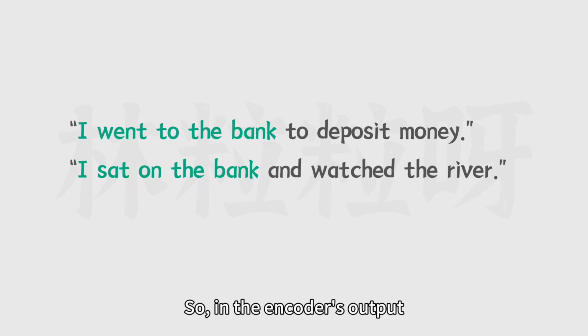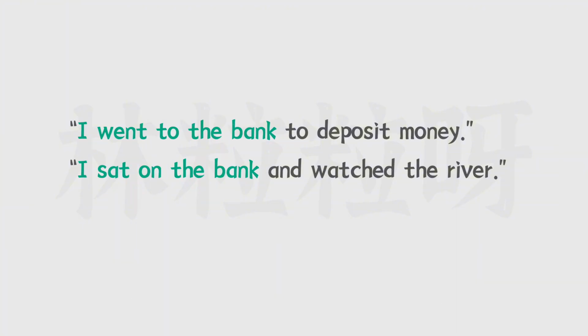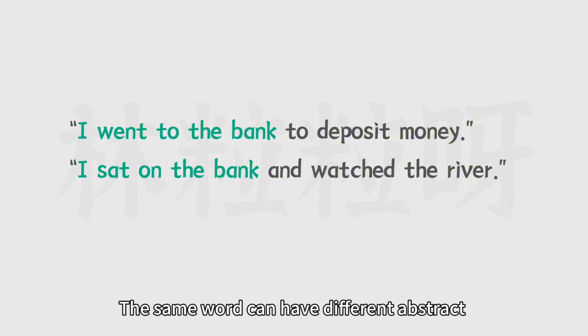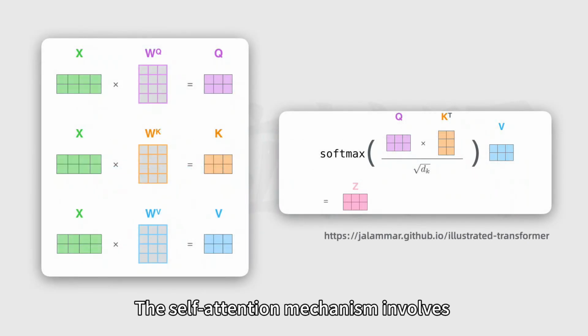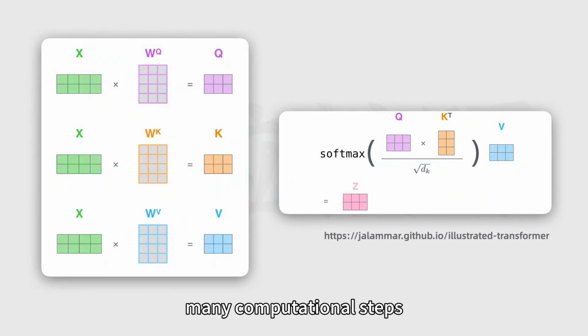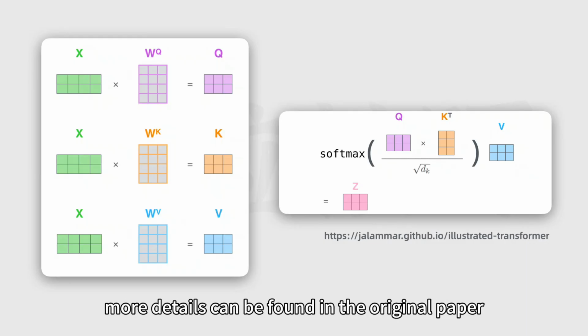So, in the encoder's output, the vectors representing each word are adjusted based on contextual information. The same word can have different abstract representations, depending on the context. The self-attention mechanism involves many computational steps. This video is mainly a simple introduction. More details can be found in the original paper.